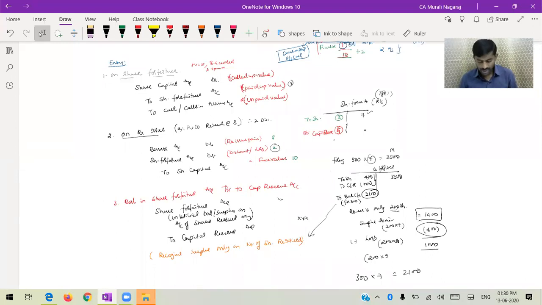Correct? Then one important key is in a share forfeiture, whatever surplus is there, I am supposed to transfer to capital reserve. But the key is only for the number of shares issued. So if 500 shares are there, out of that only 200 is reissued. Means only for the 200 shares, what is the surplus? How much is the loss? What is the surplus on account of these shares? That alone I have to transfer. For the balance of 300 shares, that is forfeited and not reissued, the paid up amount has to be balanced and carried forward as it is. Possible?